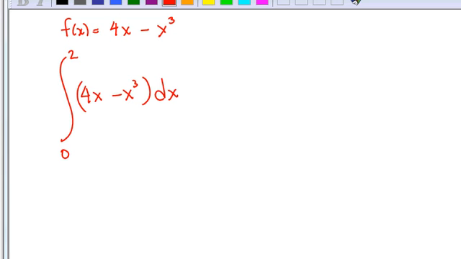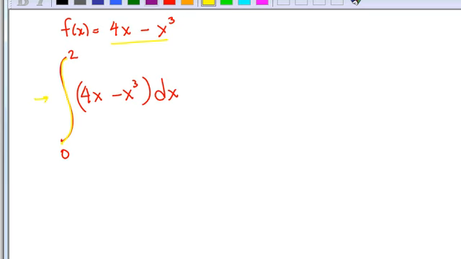So let's try and put all this together. I've got a pretty fancy looking question here, and I'm going to try and help you interpret what it means. The first thing is we're given a function, f(x) = 4x minus x cubed, and we're asked to do the antiderivative. That's what this symbol here means, with these little zeros and twos on the top and bottom.